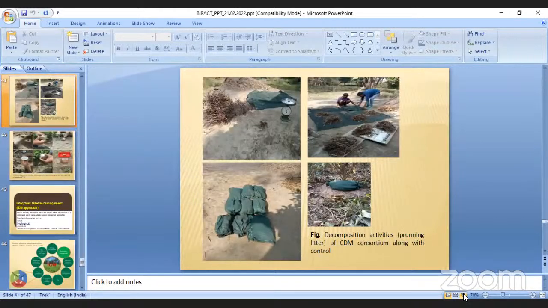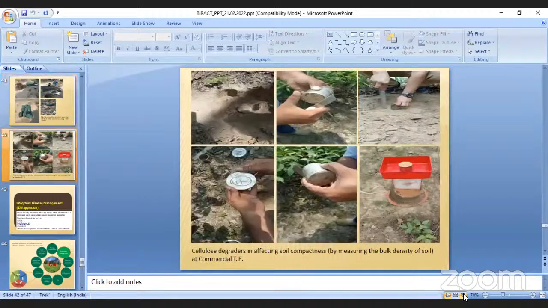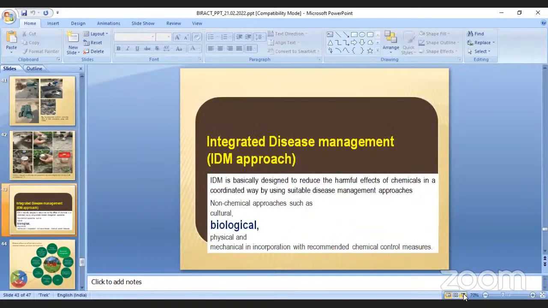Okay, so this is one of the important experiments where we got the decomposition activities by using pruning litters. Here we are measuring the bug density, and we can have some data on cellulose degraders affecting soil compactness, so that soil hardness can be lowered, the soil can be nurtured, or soil fertility can be increased by the addition of these cellulose degrading microorganisms in soil. Thus they play an important role. From the above discussions we came to know that besides the other components, these CDMs have an important role as a biological component.